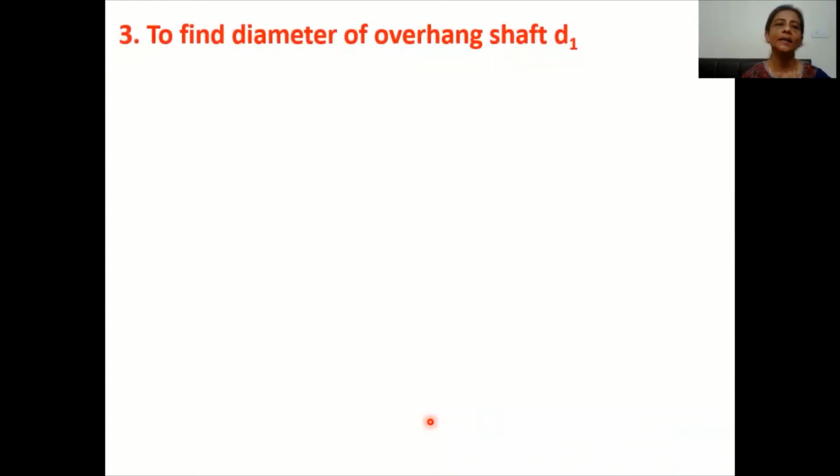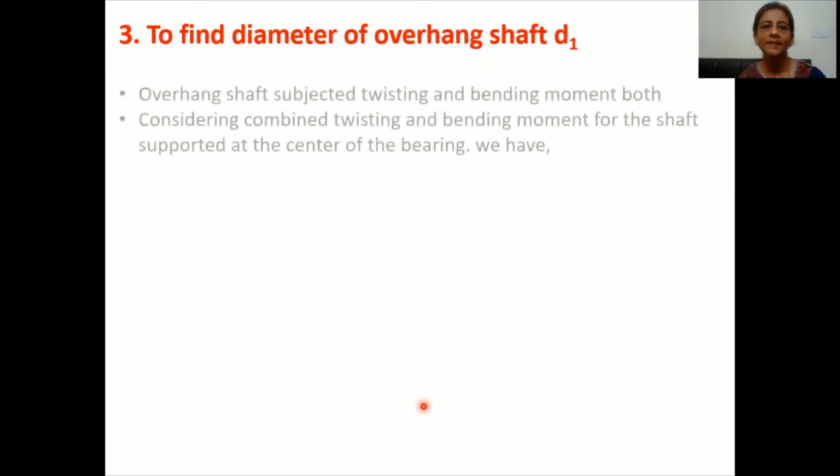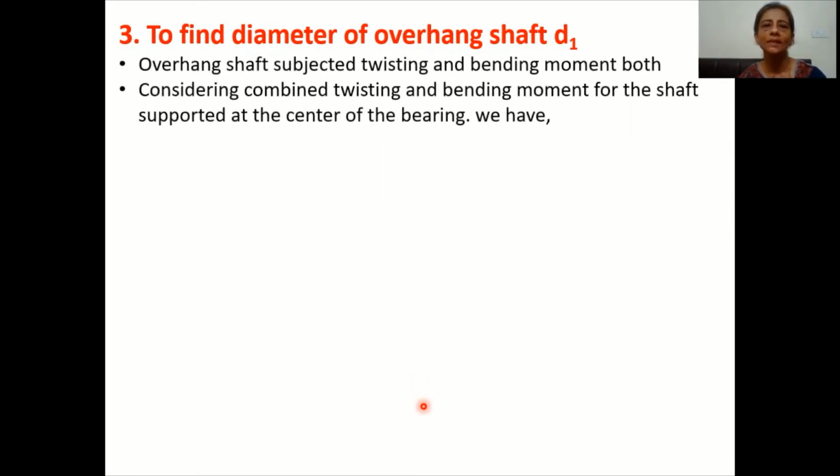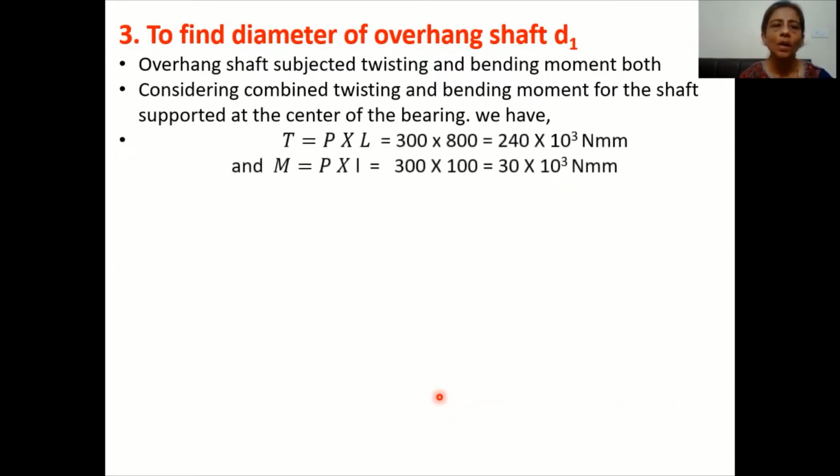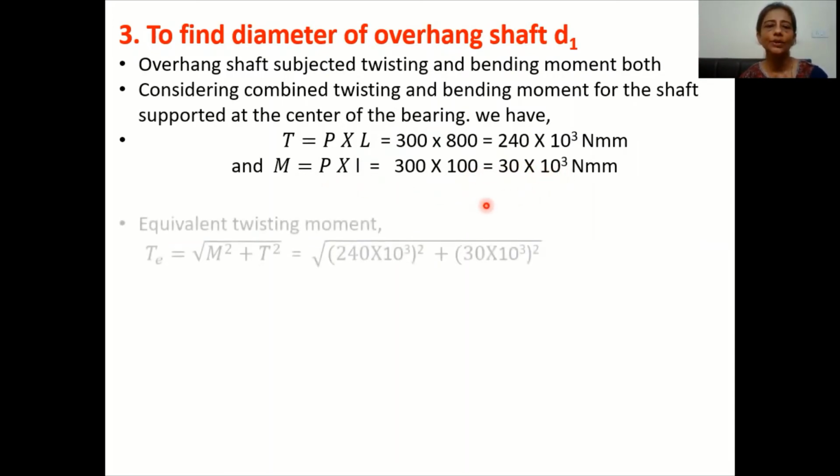Third step is to find the diameter of overhang shaft D1. And overhang shaft is subjected to both twisting and bending moment. So considering combined twisting and bending moment, we have twisting moment is same, that is 300 into 800, which is 240 into 10 raised to 3 Newton mm, and bending moment is equal to P into overhang length, which is 100 mm. So it is 30 into 10 raised to 3 Newton mm.